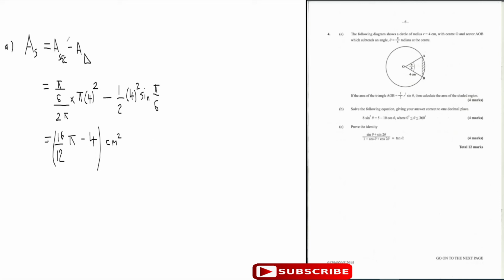Next we need is part B. Part B now is going to be, it says solve this now. You have 8 sine squared theta equal to 5 minus 10 cos theta. So we have 8 sine squared theta, and that's equal to 5 minus 10 cos theta.